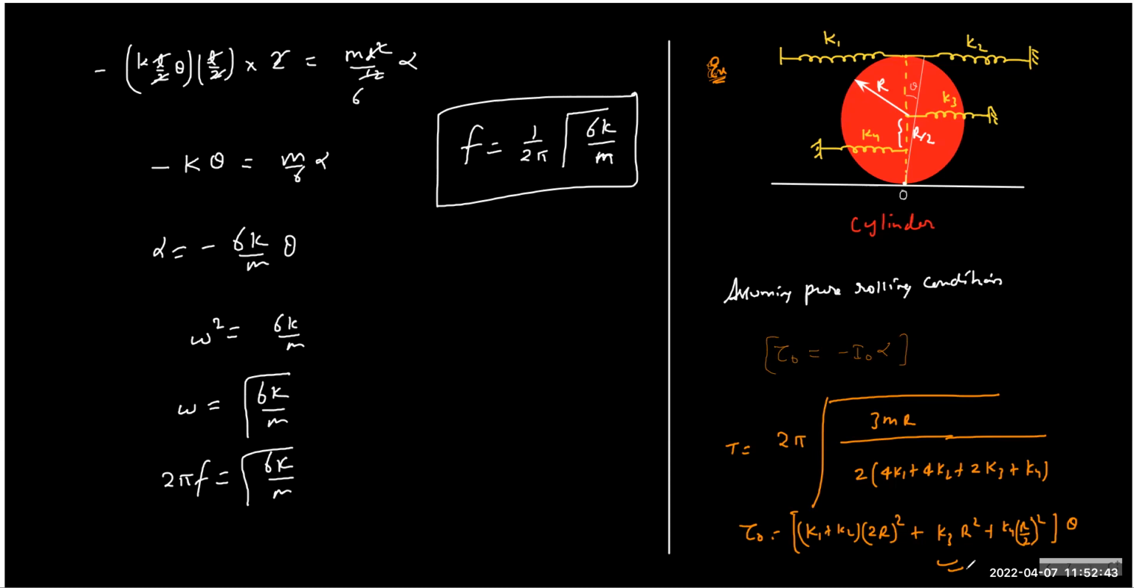And because it's a cylinder, it will be 3 R square by 4. What you said, MR square by 2 plus MR square, no? So it will be 3 by 2. It's not diameter, no? Because the axis is perpendicular to the plane, R by 2. So your axis of oscillation is perpendicular, not diameter.